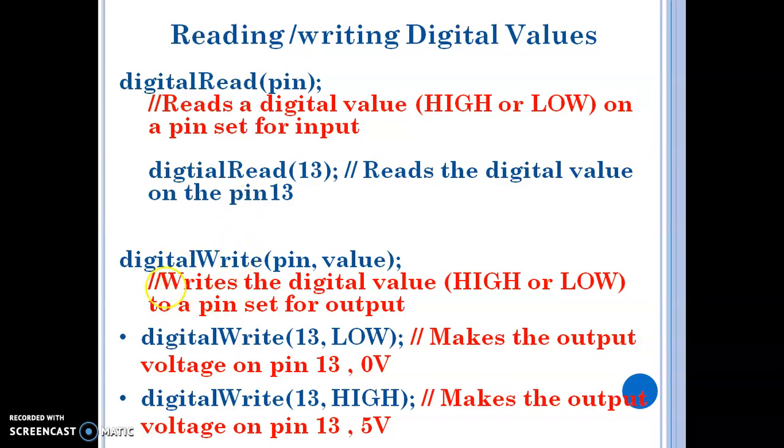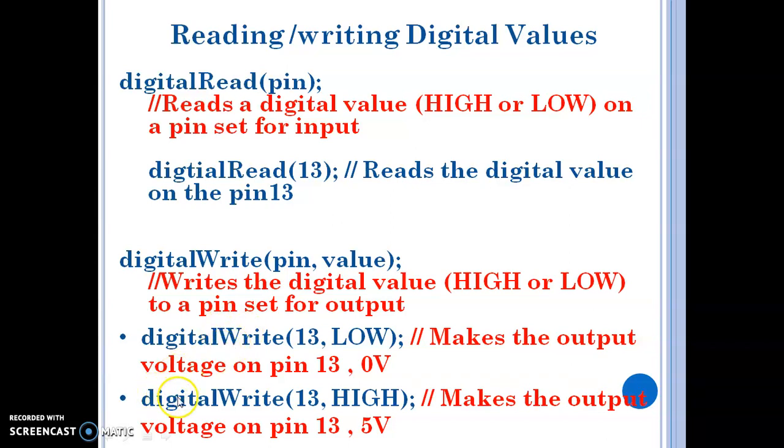Then next one is how to write a digital value. For that we use the digitalWrite function. This is the syntax: digitalWrite, pin number and then value. If I want to give a low value to pin number 13, I will write digitalWrite, open the brackets, pin number 13, comma LOW. Again here the W has to be written in capital.